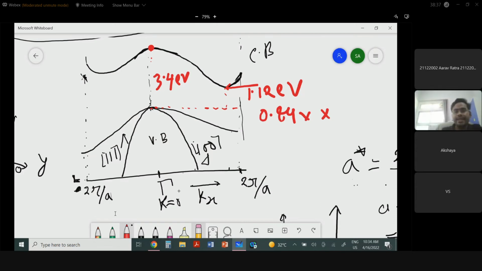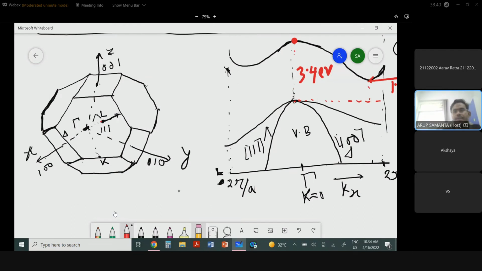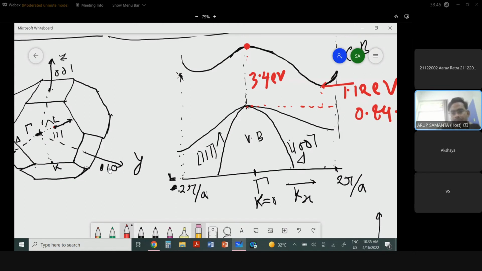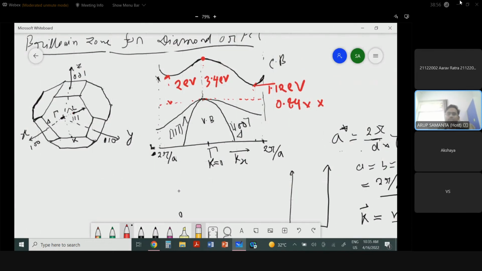And this direction is the L point, as I drew, the L point in the 111 direction. At the L point, you can find another gap if you measure. This gap is 2 electron volts. Now you can see what the minimum gap is: from the top of the valence band to the bottom of the minimum of the conduction band. This is the lowest gap. This lowest gap of silicon is 1.12 electron volts.